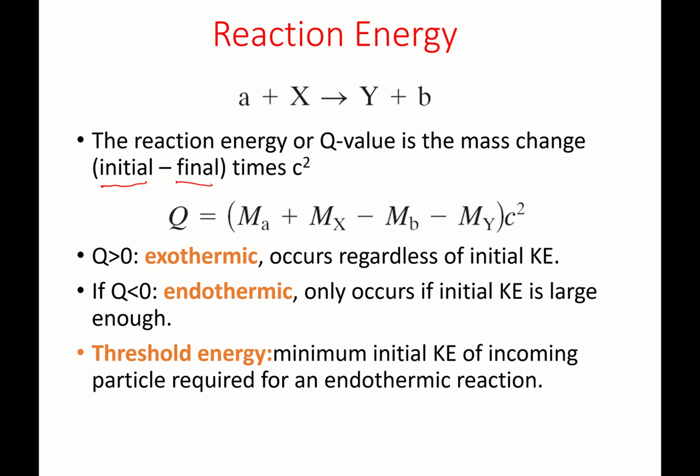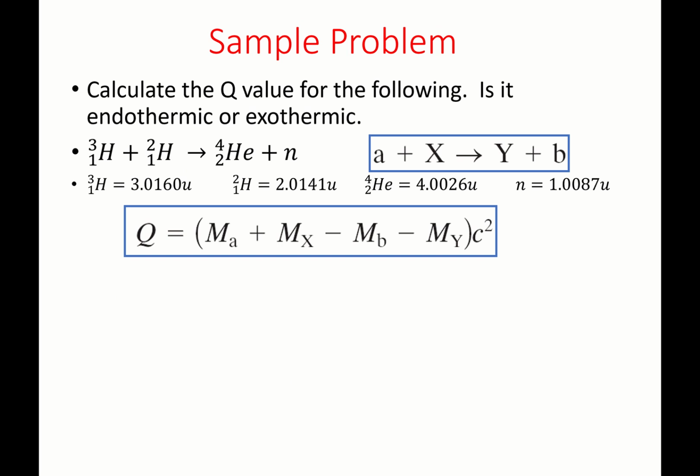If the Q is positive, then this reaction is spontaneous. It's going to occur regardless of whether you have an initial energy of the particle that comes in and bombards it. If Q is negative, then it's endothermic. So it needs the incoming particle to have a certain amount of speed, a certain amount of kinetic energy when it hits the other nucleus in order to cause the reaction to occur. And the threshold energy is that minimum amount of kinetic energy that's required to cause the reaction to occur. So if we want to calculate the Q value, we're going to just follow that rule. We do mass on the left minus the mass on the right times c squared.